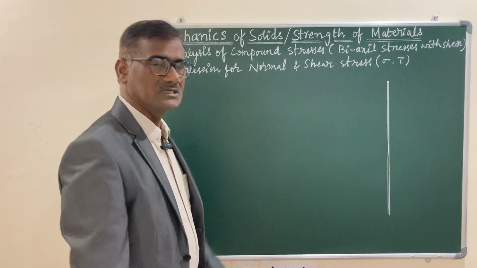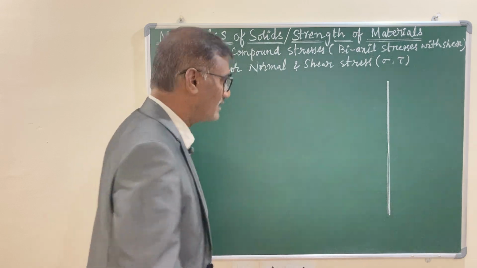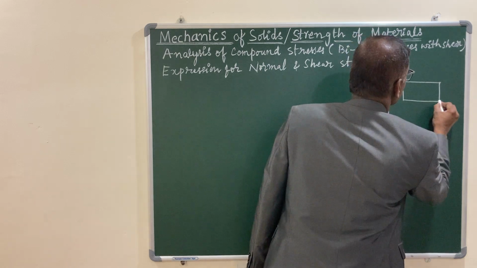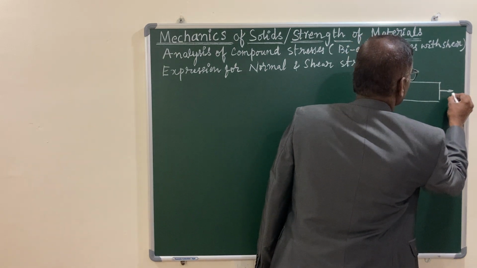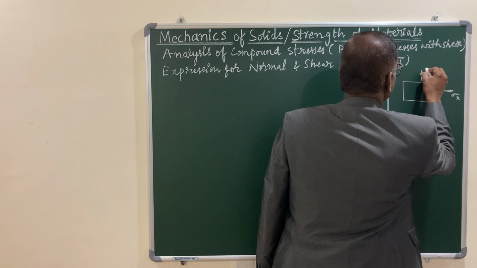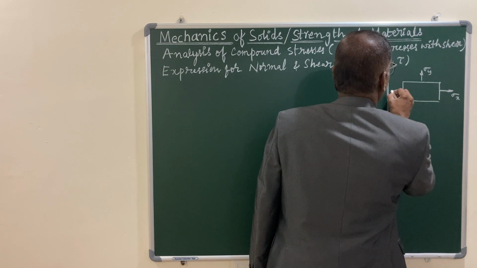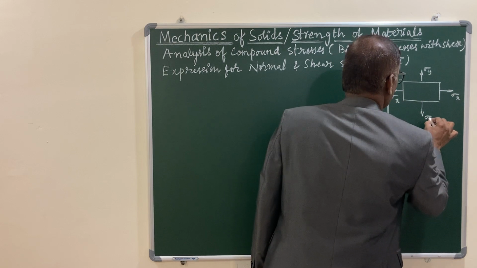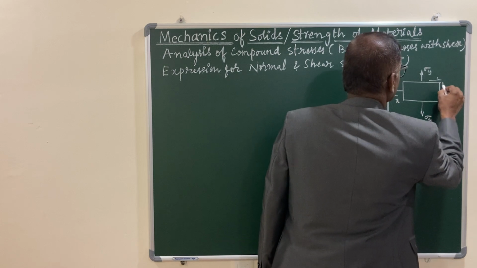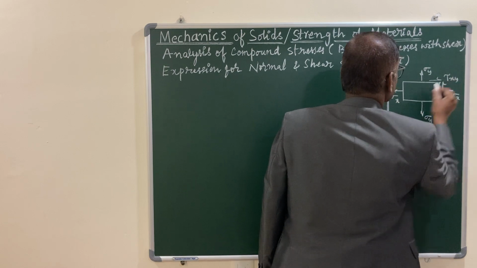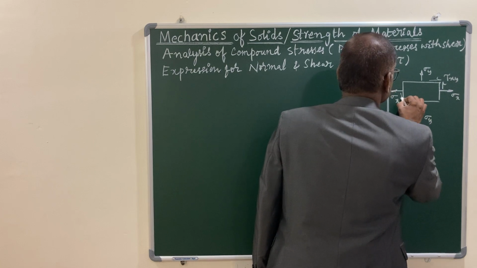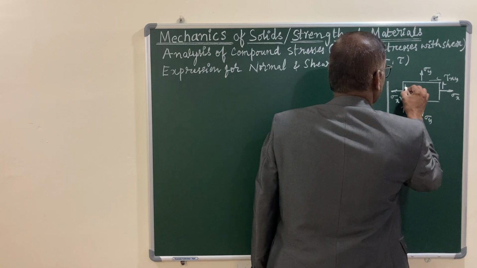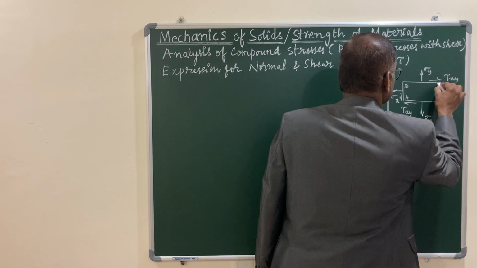Now, I am going to draw the schematic diagram of an element. Let us consider an element which is subjected to sigma x and sigma y along x and y axis, and it is subjected to shear stress tau xy also, tau xy. Let us assume that this element is A, B, C, D.